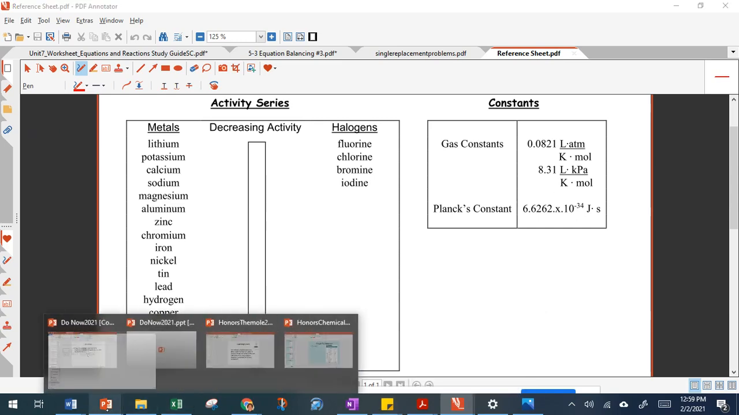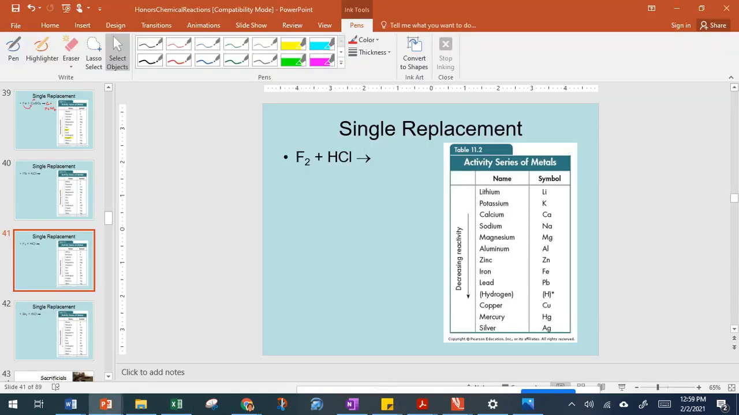So if we go back to our problem, we have fluorine trying to replace chlorine. They're on the same side of the series. Fluorine is higher than chlorine, so fluorine is able to kick out chlorine. This will leave chlorine by itself. It's diatomic, so it'll be Cl2. And then when hydrogen is acting like a metal, it's a +1 charge. Fluorine is a -1 charge, and that will form hydrogen fluoride.